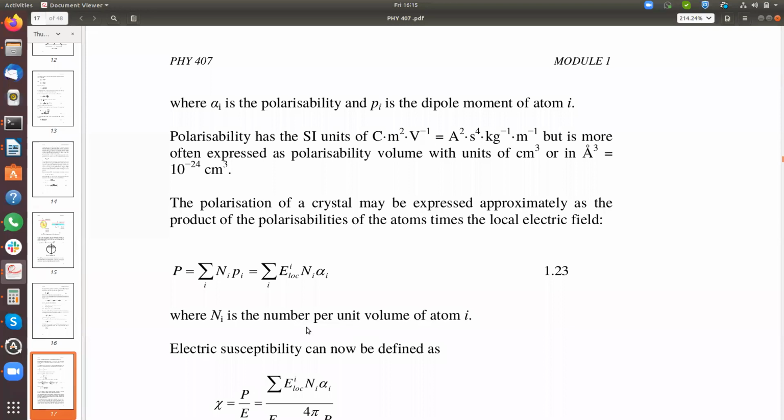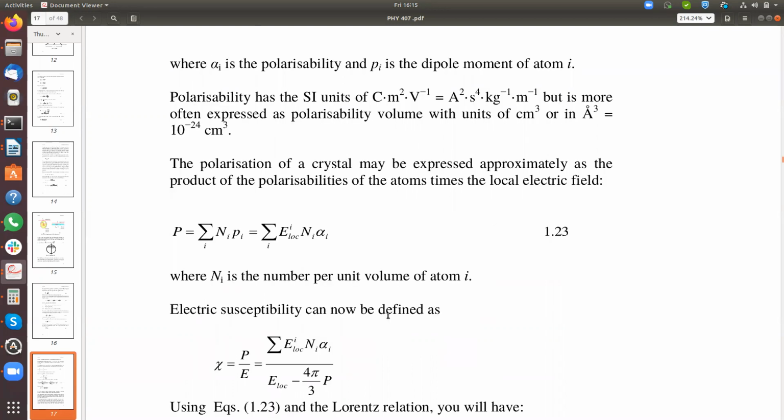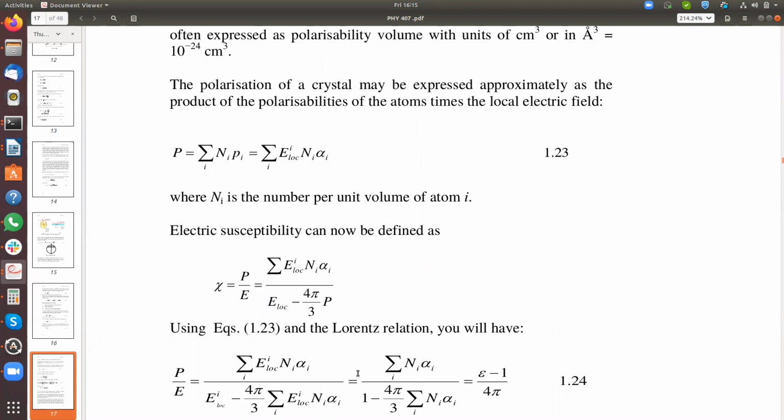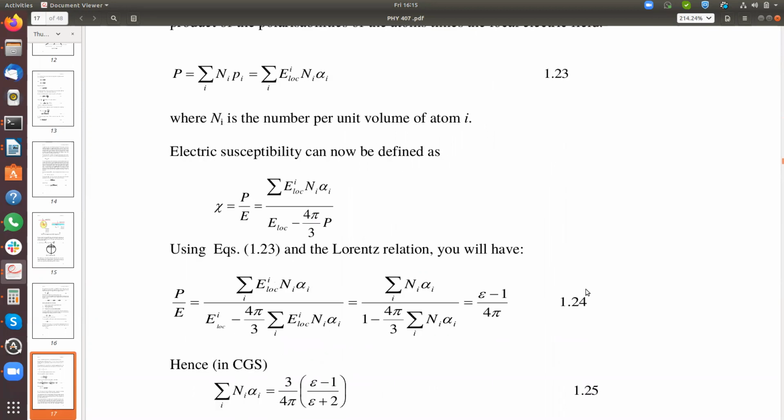So where Ni is the number per unit volume of atoms, that is the total number of atoms that you have in the system, then electric susceptibility can now be defined as this. So we can say that chi is equal to P over E, which is equal to this over this. If you combine these equations now with the Lorentz relation that we discussed earlier on, you arrive at this point that P over E is equal to this. You can just take your pen and do addition and subtraction and cancel some terms. It's very straightforward. Then you arrive at this now.